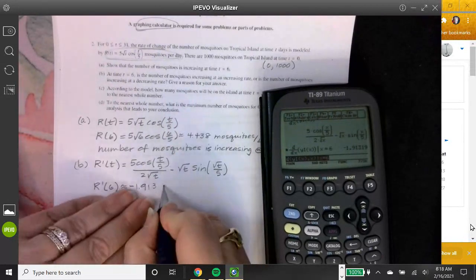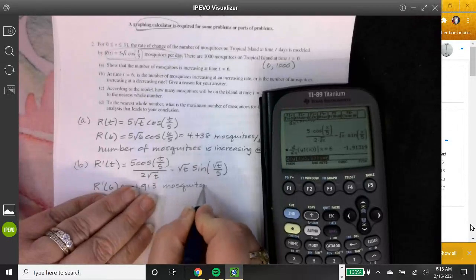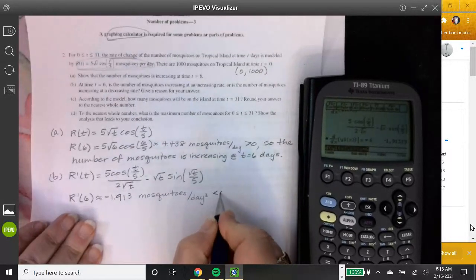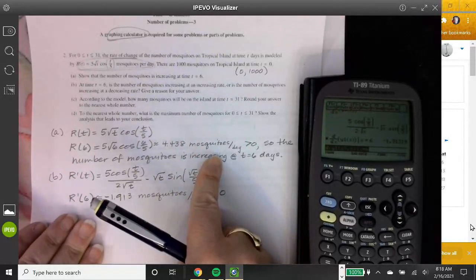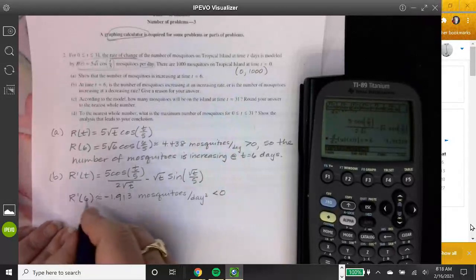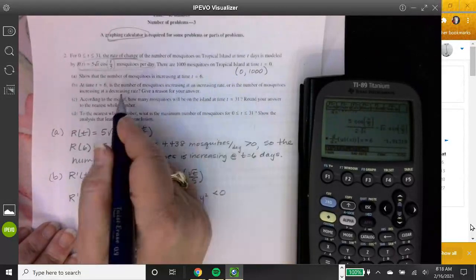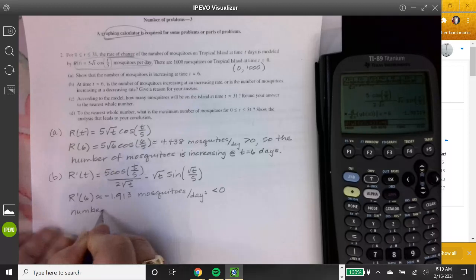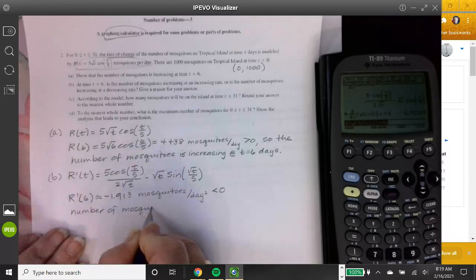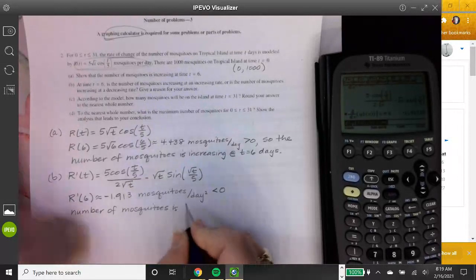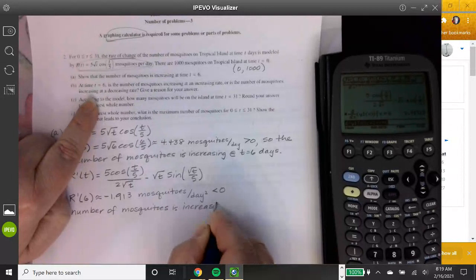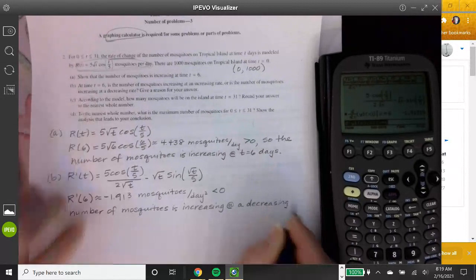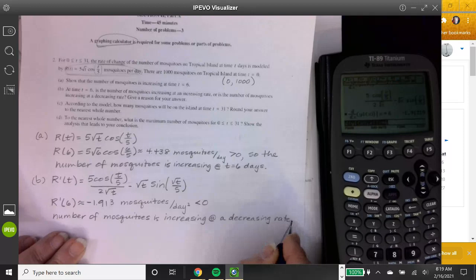Okay, so this is mosquitoes per day squared. Now this is a negative number, less than 0. So what does that mean? That means the rate of mosquitoes per day is decreasing. So we will say the number of mosquitoes is increasing at a decreasing rate. So the mosquitoes per day is decreasing.